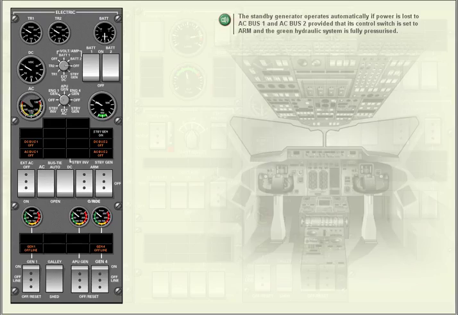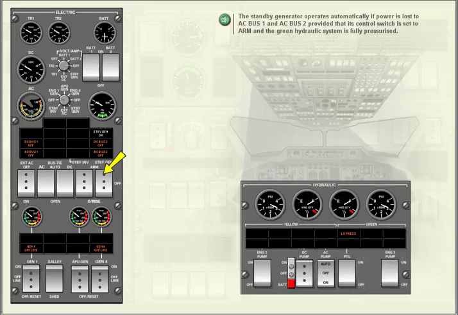The standby generator operates automatically if power is lost to AC bus 1 and AC bus 2, provided that its control switch is set to arm and the green hydraulic system is fully pressurized.